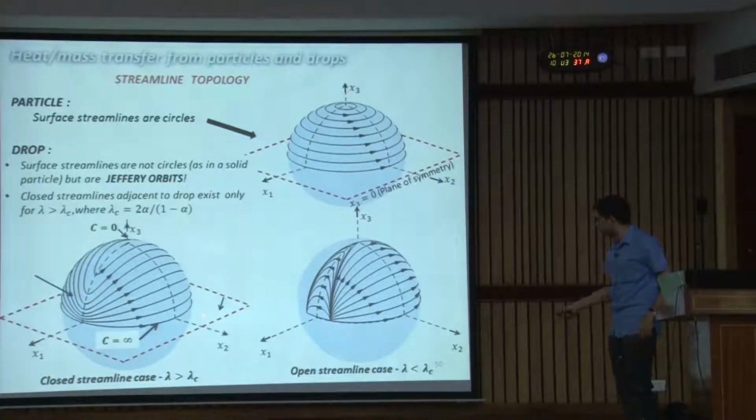That is the C equals infinity, which is circular, and then it comes through these ellipses and finally shrinks to the point which is C equals 0. I will define C in a moment.